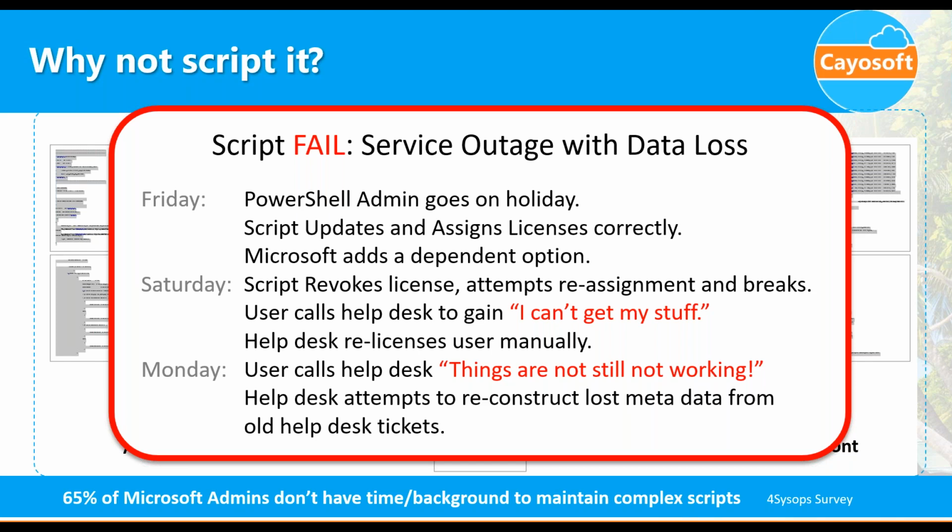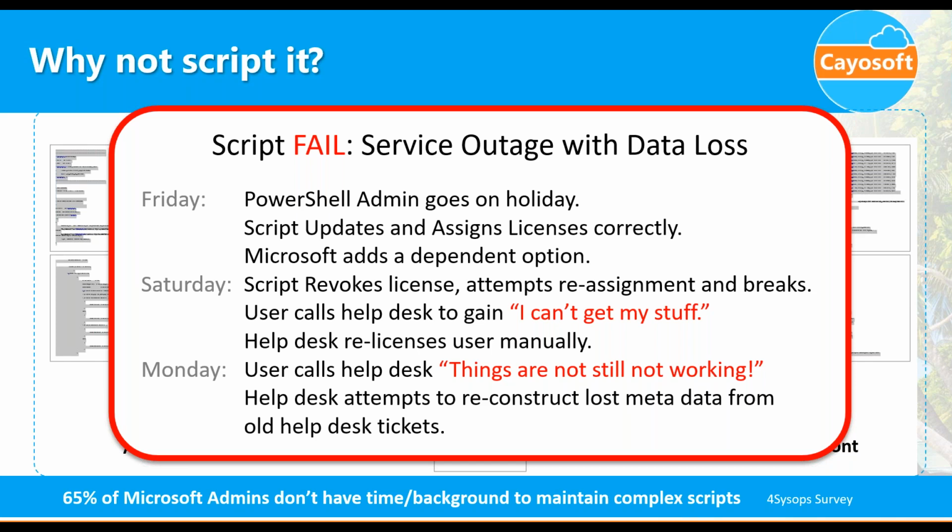And the story sort of goes this way every time we hear it. Effectively, the way Microsoft scripts assigning licenses works perfectly if you're assigning a brand new license, but when you're updating an existing license, or if you're changing things, it causes problems. So a PowerShell admin goes on holiday, but right before they leave, they run a script that updates and assigns licenses properly.